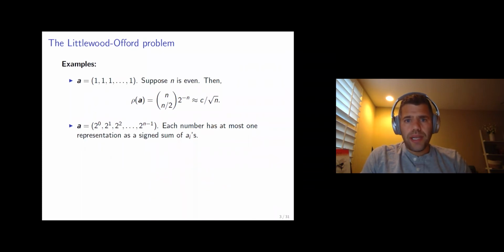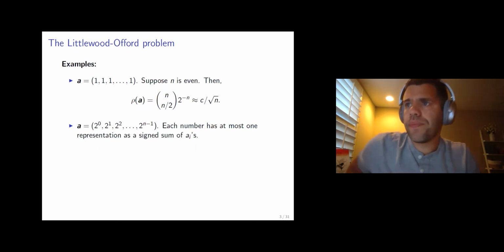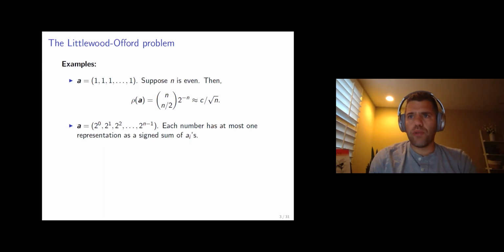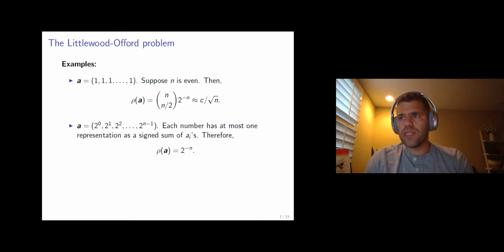Another example, we can take a dyadic sequence, just all powers of 2: 2 to the 0, 2 to the 1, 2 squared, etc. We know in such a sequence that each number has at most one representation as a signed sum of the a_i's. Therefore, if this is our vector A, its atom probability is exactly 2 to the minus n, because we cannot represent the same number in two ways.